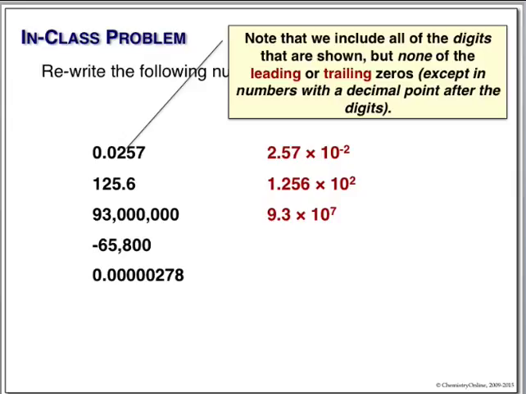Negative 65,800. Again, it doesn't matter if it's a negative number or not, we simply move it 1, 2, 3, 4 places, write our digits, and of course, it is still a negative number. And our last one, we're going to move the decimal point from where it is to in between the 2 and the 7. When we do that, we're moving it 1, 2, 3, 4, 5, 6 places, so that is 10 to the minus 6.